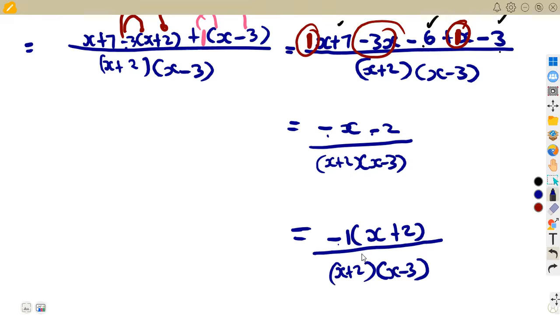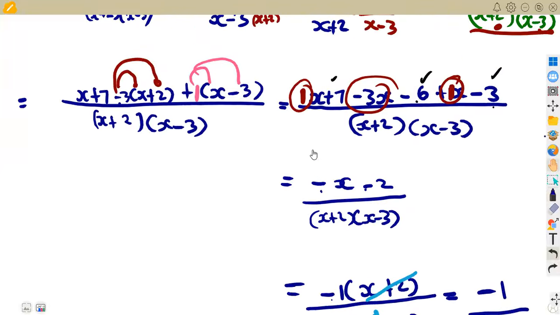So at this stage, we can see that the miracle that I've been talking about has happened, because this bracket of x plus 2 and this bracket of x plus 2 are the same. So they can cancel each other. And that means we are just remaining with a negative 1 on top over x minus 3. So our answer, therefore, is going to be minus 1 over x minus 3. So that is the idea that you just need.